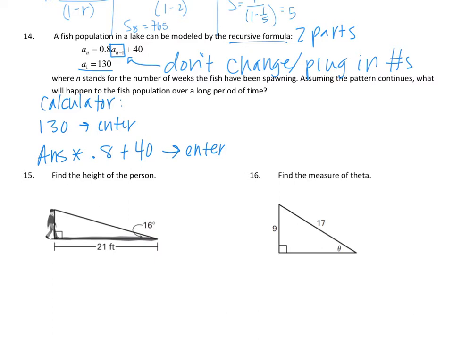So then I hit enter, and I'm just going to write out some of the numbers I get so we can kind of see the pattern. You don't necessarily have to write these all down. So 130, 144, 155.2, I'm just going to round, 164. So I'm just going to keep hitting enter, and it's slowly going up.